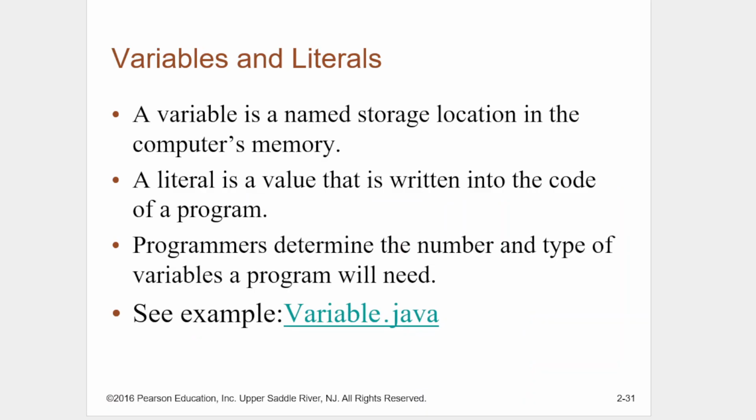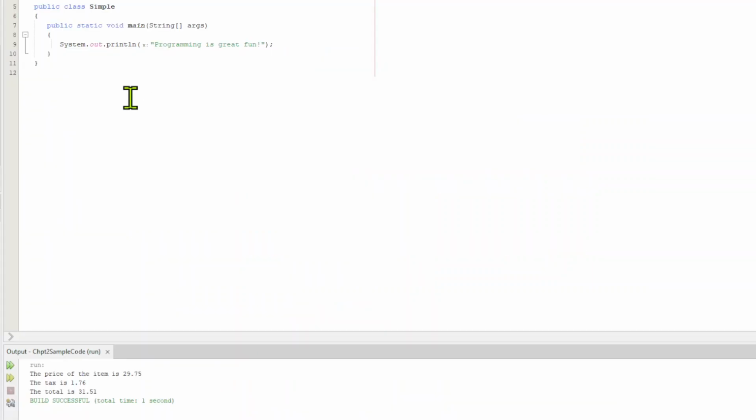Now we're going to start with variables and literals. A variable is a storage name location in a computer's memory. A literal is a value that is written in the code of the program. Programmers determine the number and type of variables a program will need. Let's see the example Variable.java. We can pop into that real quick.